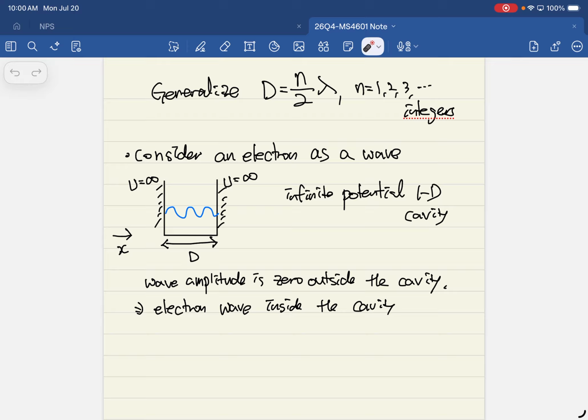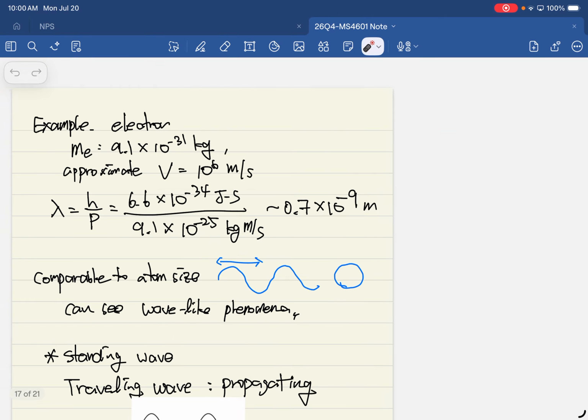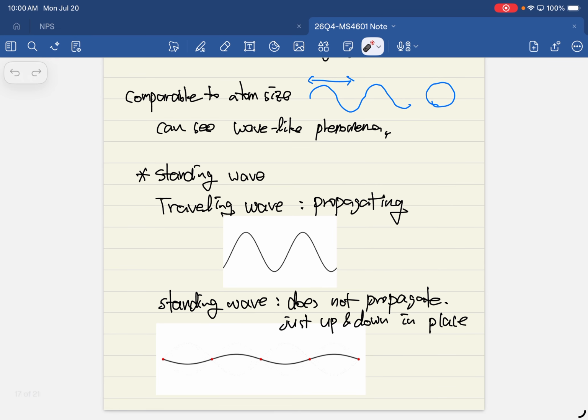Then let's get started. We are going to consider this electron inside a cavity. Let me step back and discuss what we talked about last time. We start with a standing wave.